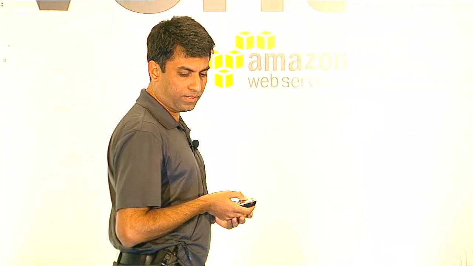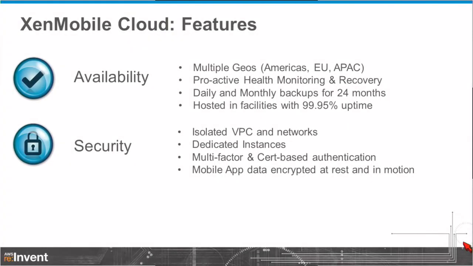In terms of security, as I showed, we use a dedicated VPC and dedicated instances per customer. So there is no sharing of any data or machines or networks between customers. Also, for end user authentication, we support multiple schemes. We support multi-factor authentication, and we also support user certificate-based authentication. And lastly, all of the mobile application data is always encrypted, whether it's in motion or at rest on the mobile device.